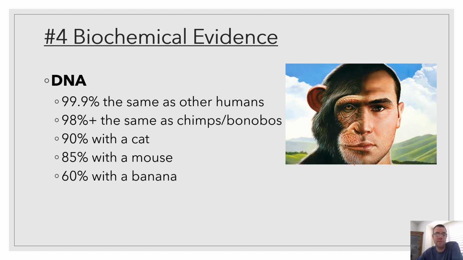So yeah, you share 99.9% of your DNA with other humans, 98.7% with chimps, 90% with a cat, and even 60% with a banana. Now, I'm not saying that it's all these different genes. There's a lot of different DNA inside of you, but think about basic processes like breaking down glucose, right? Some of those enzymes, they're universal.